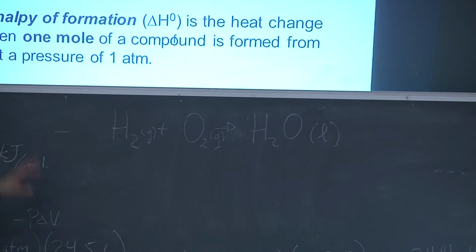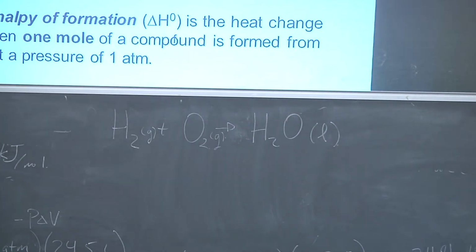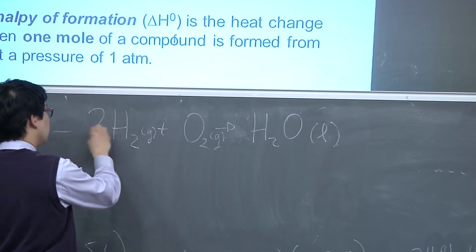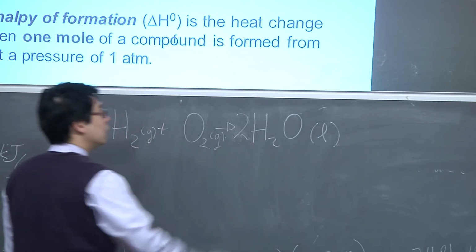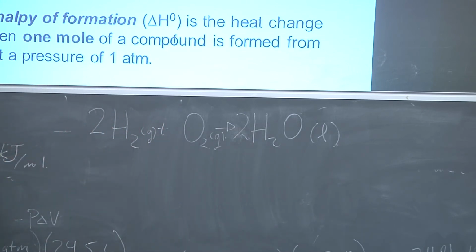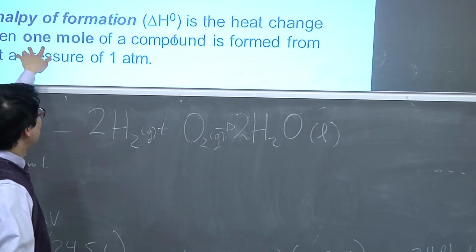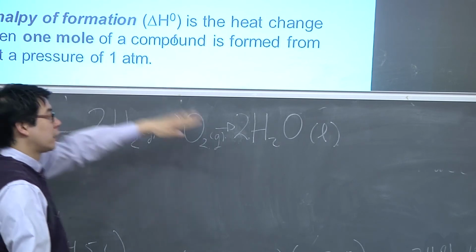And I know this isn't complete because it's not balanced. So how do I balance this? Say it again? 2H2 and 2H2O. That's true, right? That's good for balancing equations on your exam and so on, except it's talking about 1 mole of the compound. Here I got 2 moles of the compound.